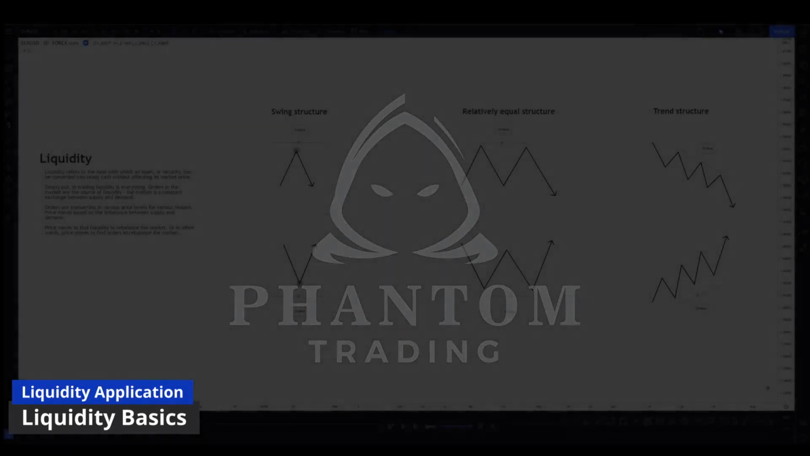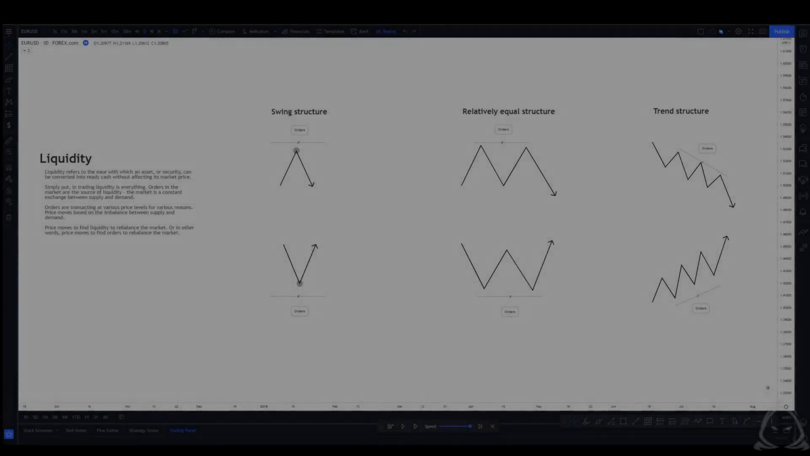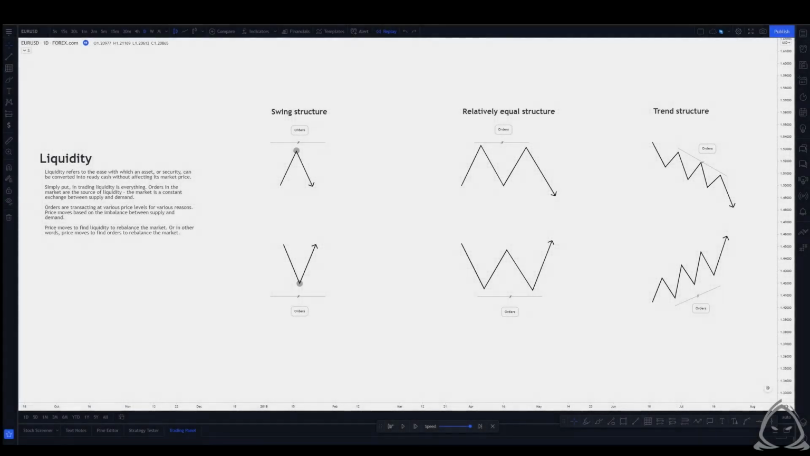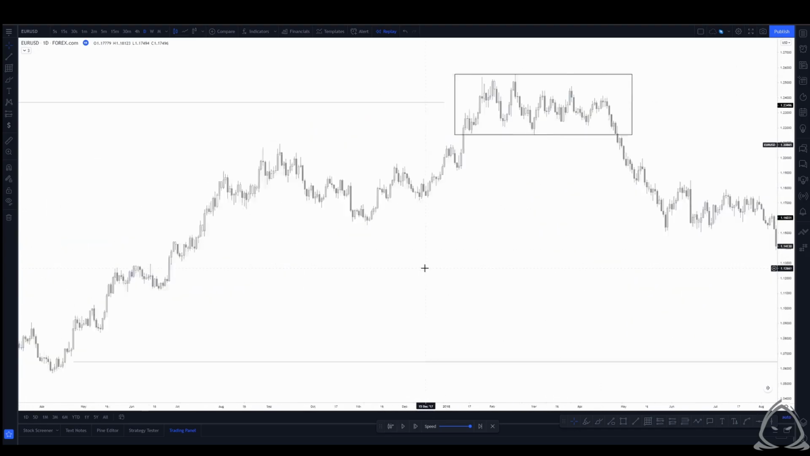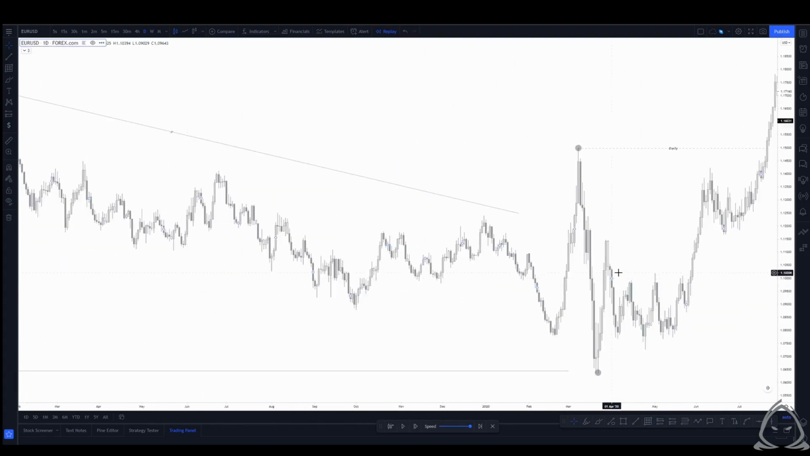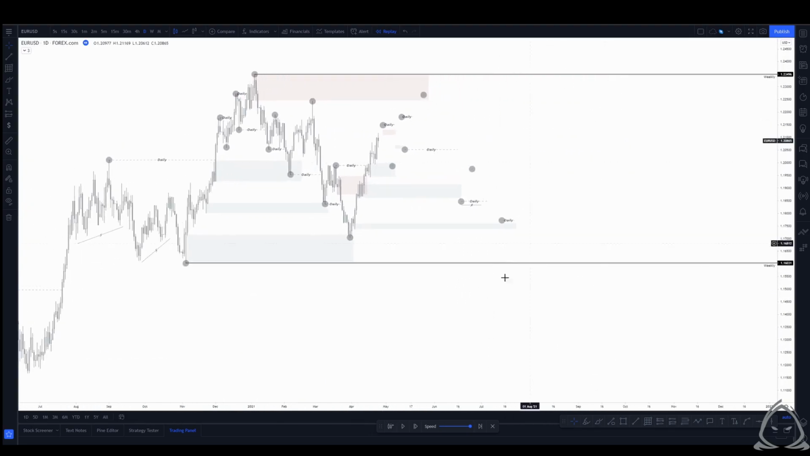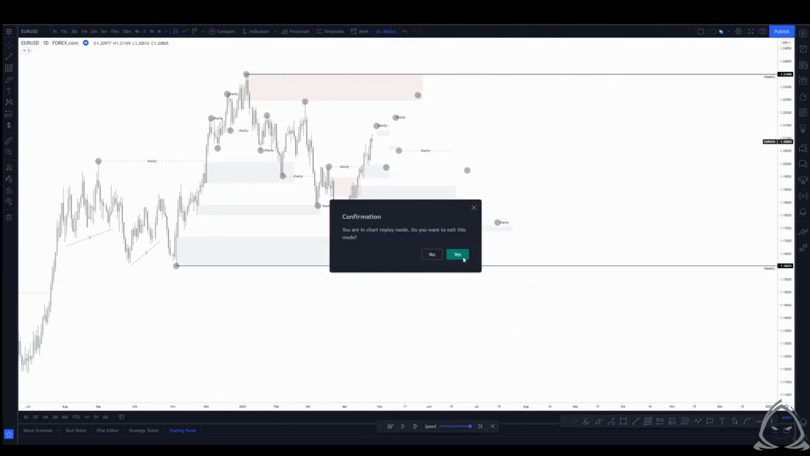Now that we understand the concept of liquidity, the importance it has on the markets, and conceptually what is actually happening behind the scenes, it's a good idea to jump into an example or series of examples just to explain the concept a little bit further. And again, similar to all the other videos, we'll take a look at Euro US dollar.